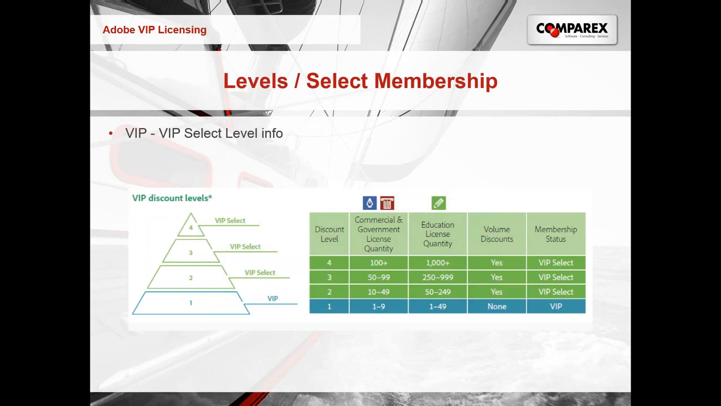Levels. Here you can see the 4 basic discount levels for commercial, government, and education. It takes only 10 licenses to get to VIP Select and benefit from the discount. The discounts will be shown on a later slide. VIP Select is not a new licensing model. It's an additional discount for a minimum of 10 subscription licenses.